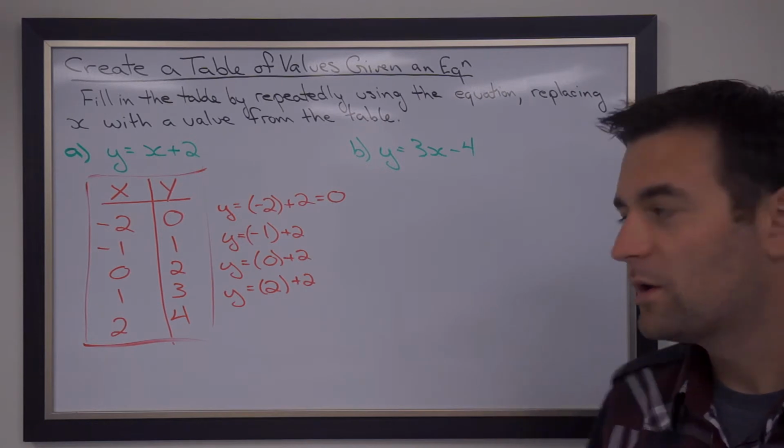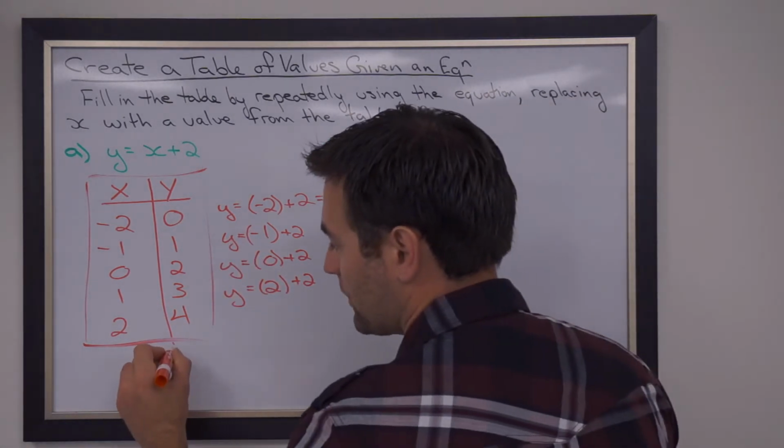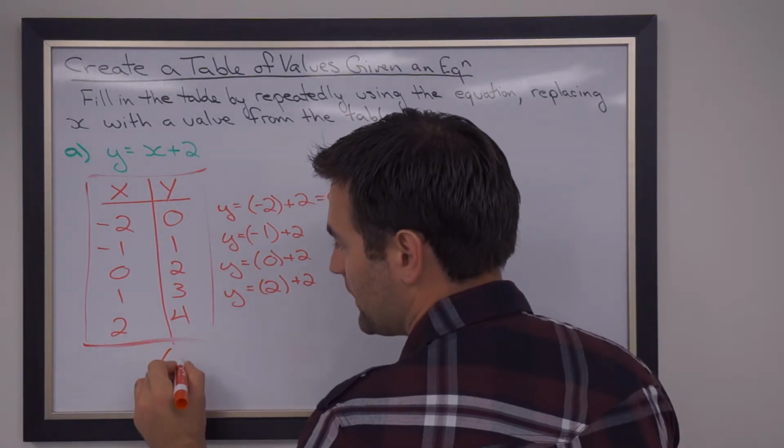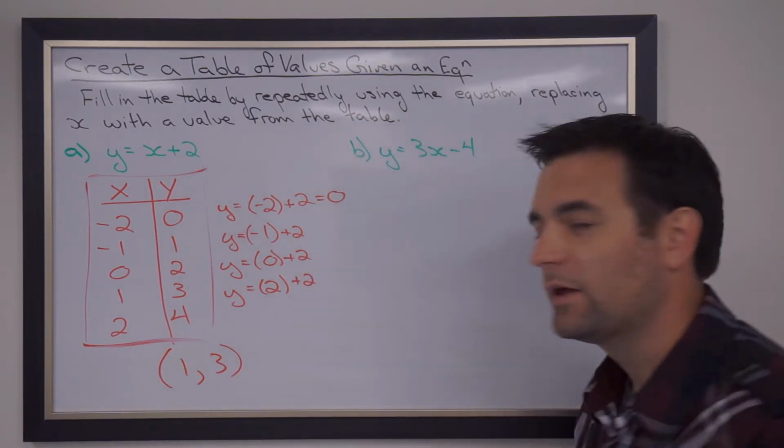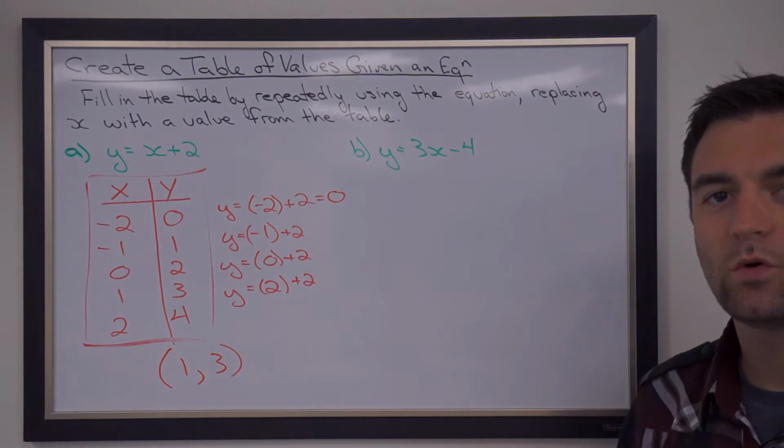And these are actually coordinate points. You could actually write these out as a coordinate point in parentheses. I could write out, say, (1, 3), the x and the y, like that. And each of those correspond to a coordinate on a graph.